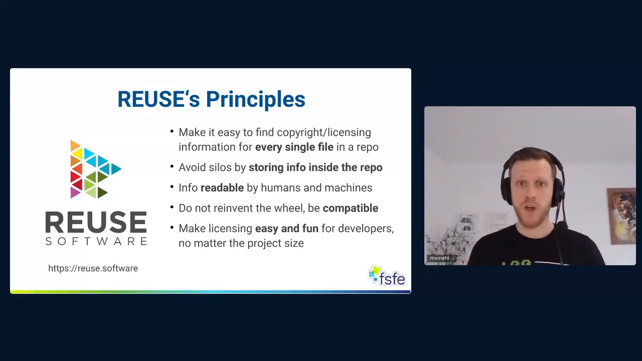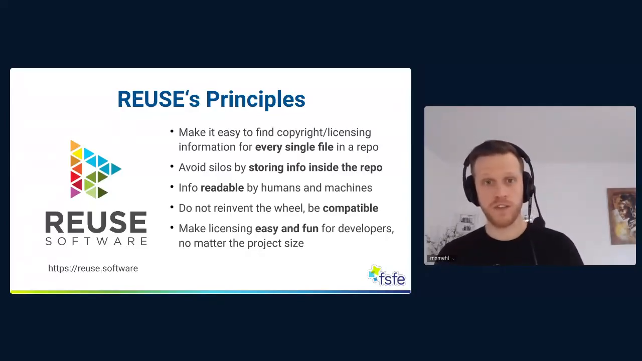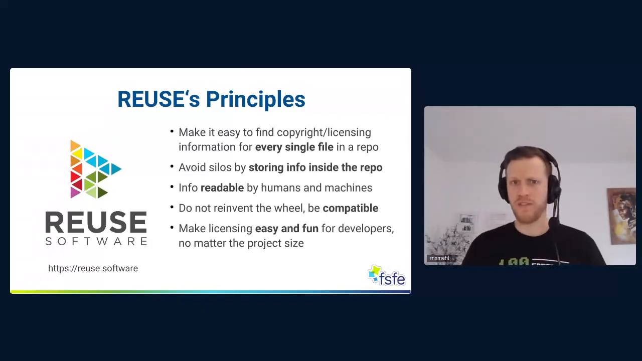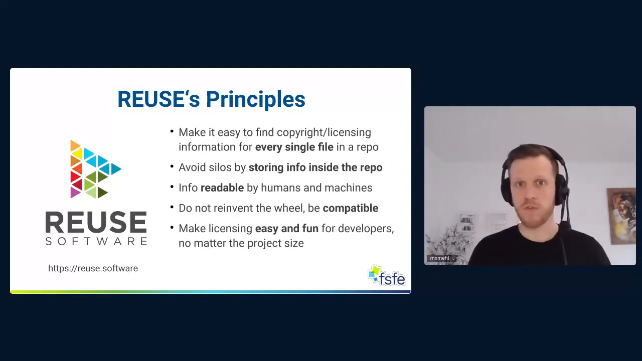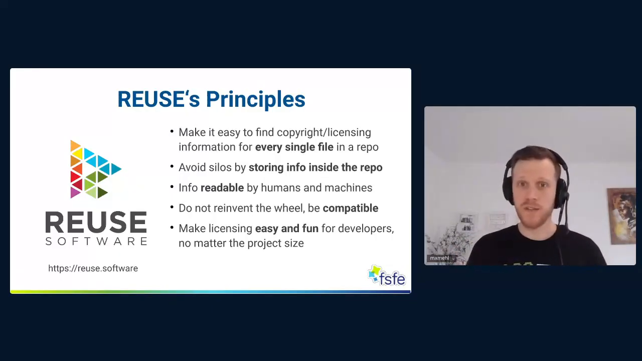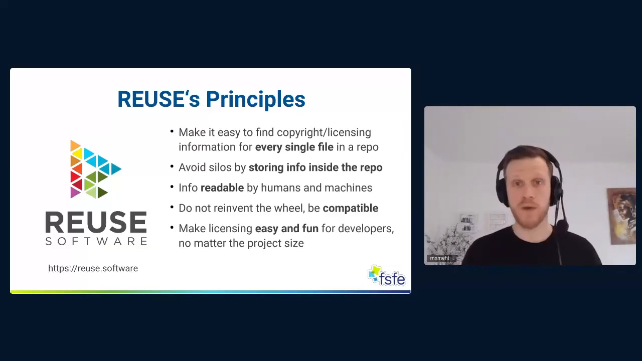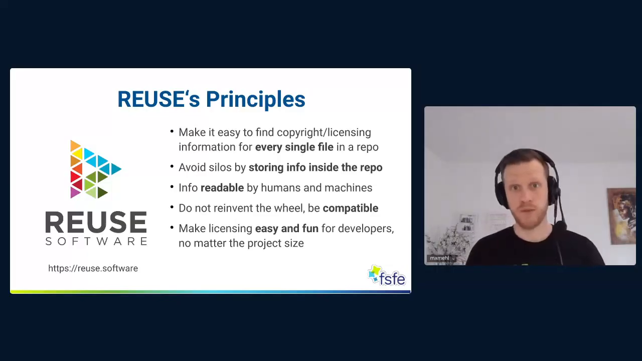But we also want to avoid silos. We often see silos in the corporate area, where you have some databases or some cloud services where there's information stored about different software projects. But this is not really good, because this might also be conflicting and you have to find it somewhere. So in the ideal world, this information about copyright and licensing would be stored directly inside of the repository.